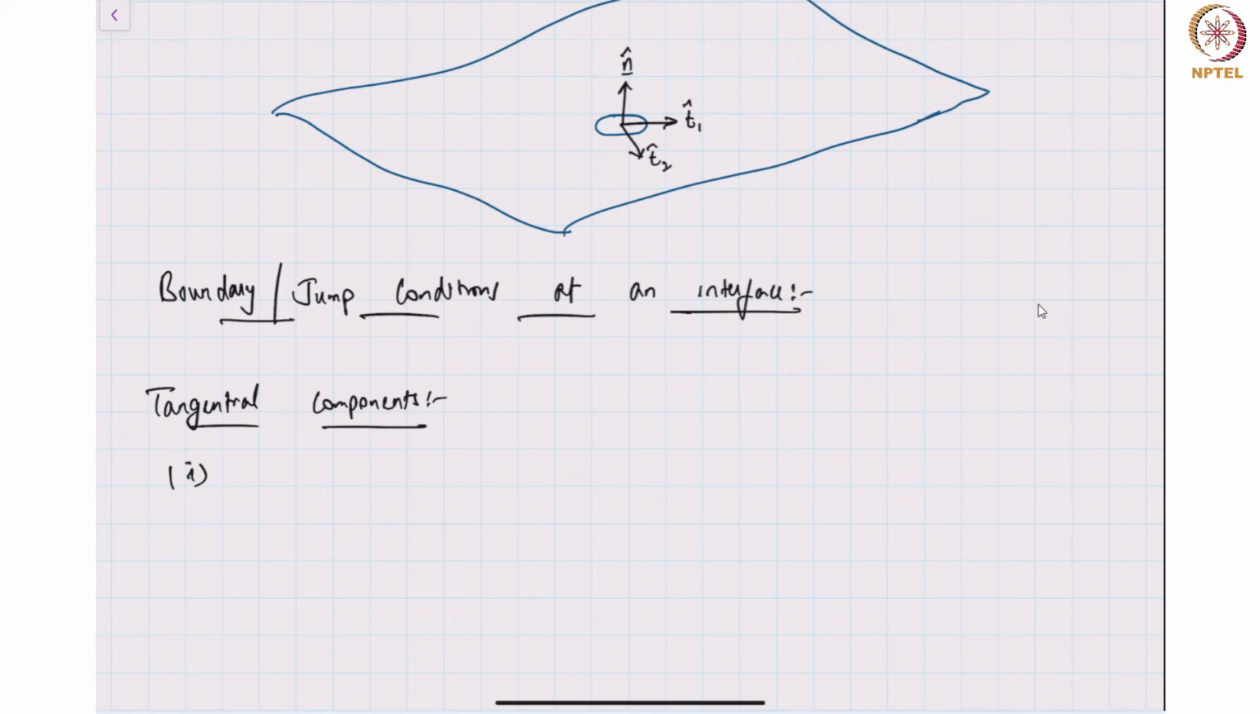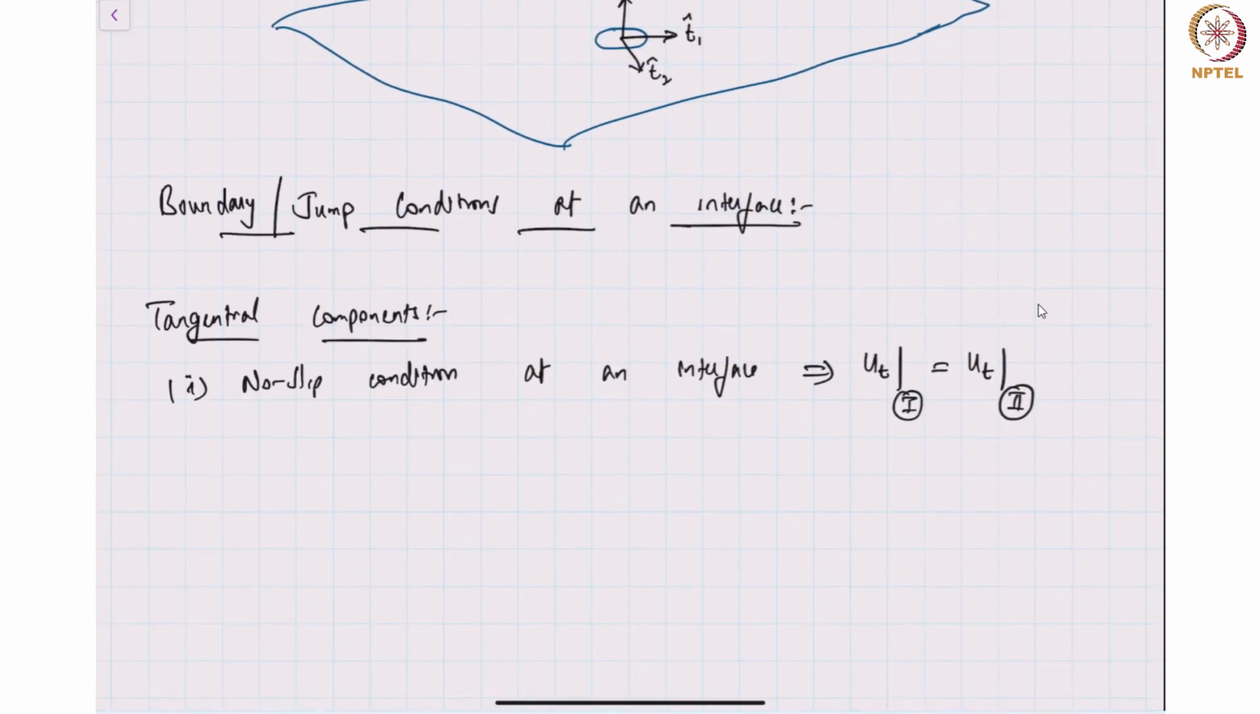Similarly, two fluids flowing one over the other also obey a similar no slip condition at an interface. So in other words, we have the no slip condition at an interface, which means that the tangential components of velocities are the same. What are tangential components of velocity? It is this u dot t. It is taking the dot product of the velocity of a fluid at the interface with the tangent to the interface. Okay, so that's the first observation.